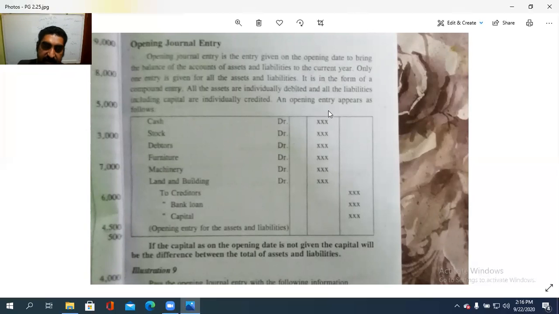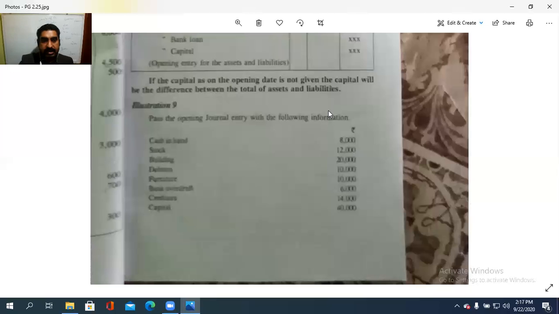As all the assets are individually debited and all the liabilities including capital are individually credited, the total altogether is the same. So this is the format. Cash account debtor, stock debtor, debtors debtor, furniture debtor, machinery debtor, land and building debtor, to creditors, to bank loan, to capital. So this is the opening entry for assets and liabilities. If the capital as on the opening date is not given, the capital will be the difference between the total of assets and liabilities.